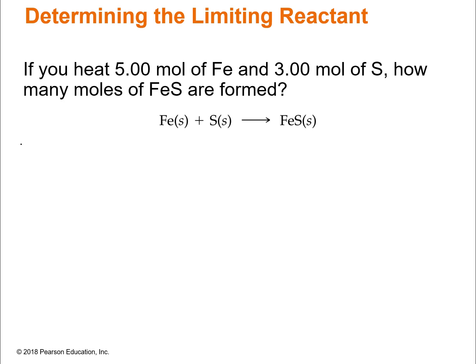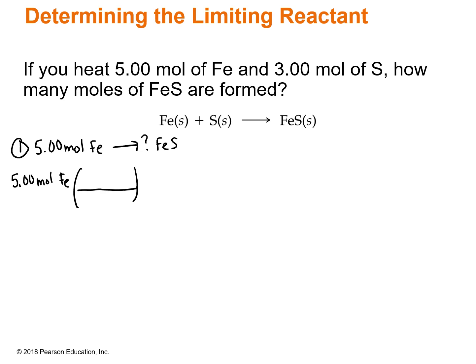The way we figure this out is by doing 2 small problems. The first one would be to take that iron and say, if I had all the sulfur in the world, how much iron 2 sulfide would I make? We know how to do that. That's pretty easy. You take your 5 moles of iron. You write a mole-mole ratio between the iron and the iron 2 sulfide. It's 1:1. So if you have 5 moles of iron, you make 5 moles of iron 2 sulfide.